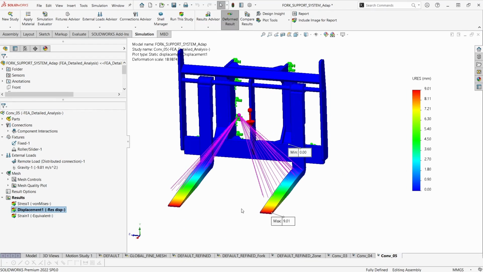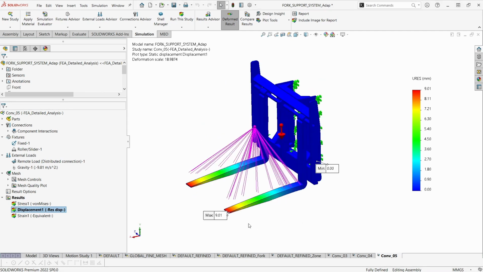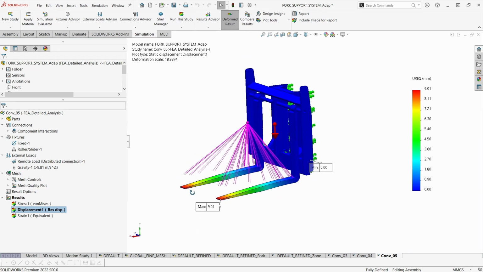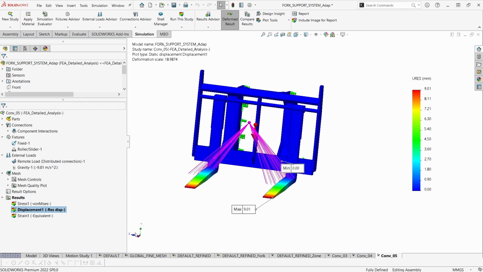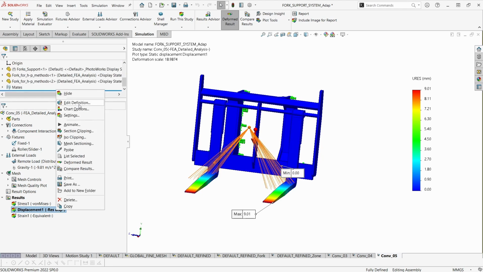After reducing the load, now I have a maximum displacement of 9 mm. The thing is that most of the displacement is happening in the vertical direction. But how much is the portion of that total displacement in the transversal direction, in the Z direction? Let's take a look. I go to displacement, right click and select edit definition.